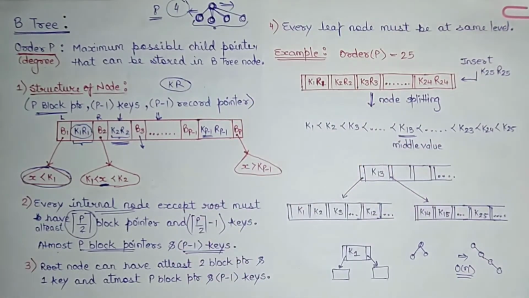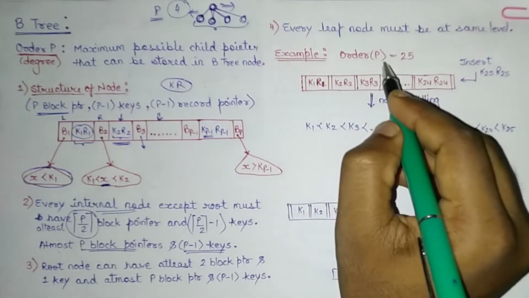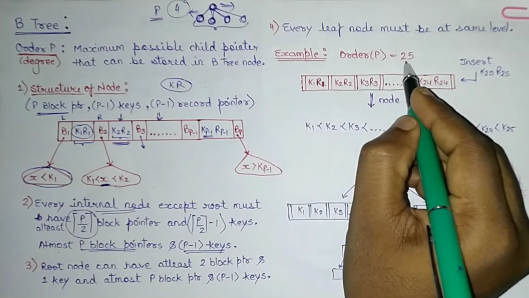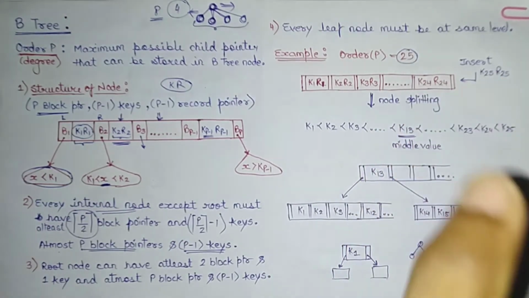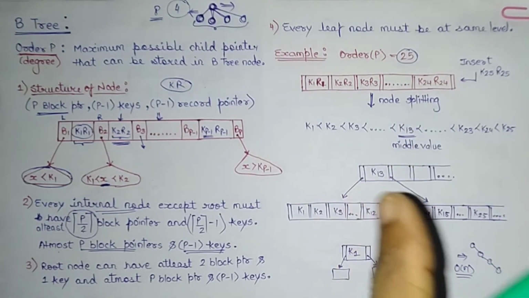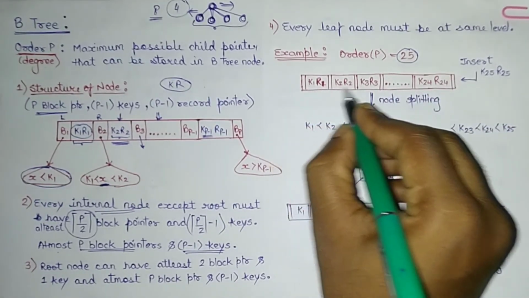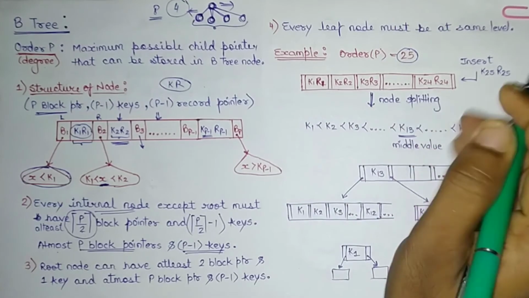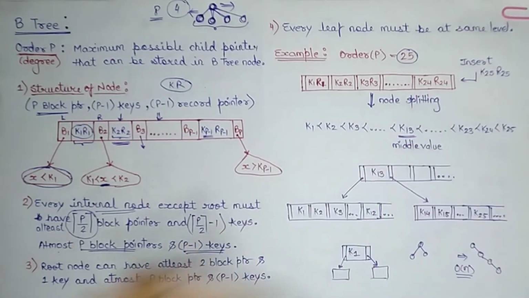Now see this example. This is an example of node splitting. What does it mean? See, here we have order p as 25. That means we have the degree as 25. That means one particular node can have 25 children, right? Let's talk about this particular structure. This is one particular node in which I have 24 key values.